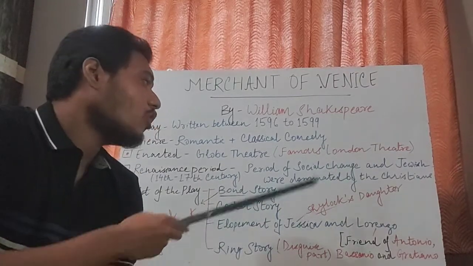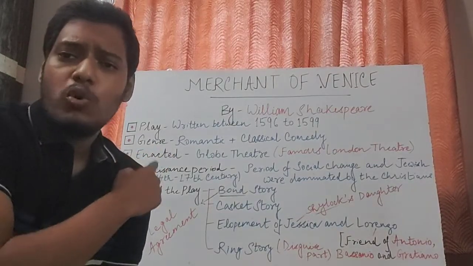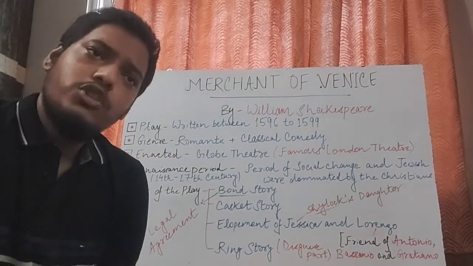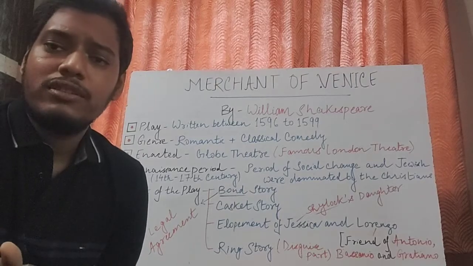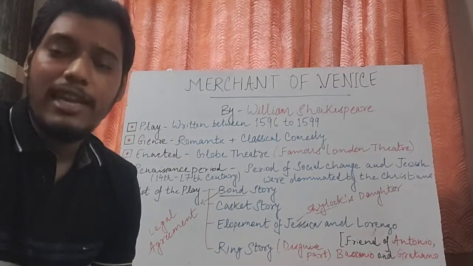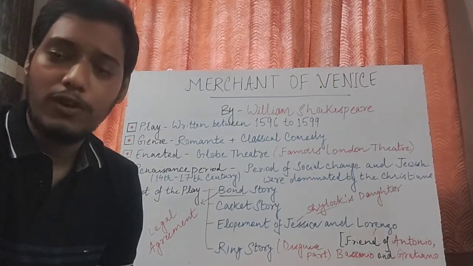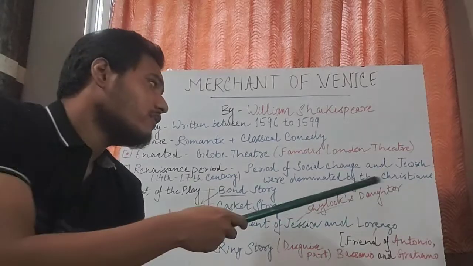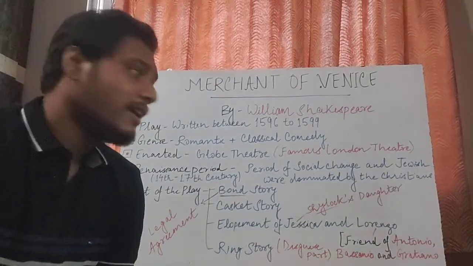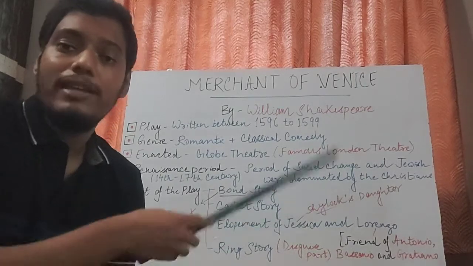Jewish people were dominated by the Christians. In those days, the Jewish people and the Christians did not have good relations with each other. They had a sense of hatred towards each other. Therefore, we will find even in the play that the Jewish were getting dominated by the Christian people.